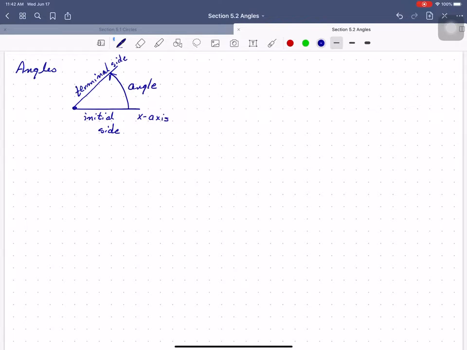Now, we're going to start with degrees, and 1 degree is 1/360th of a circle. Because I'm pretty sure we all know that 360 degrees is 1 full rotation of a circle.